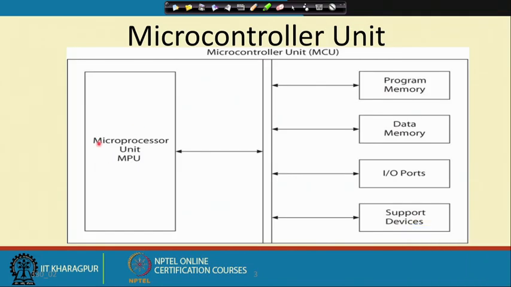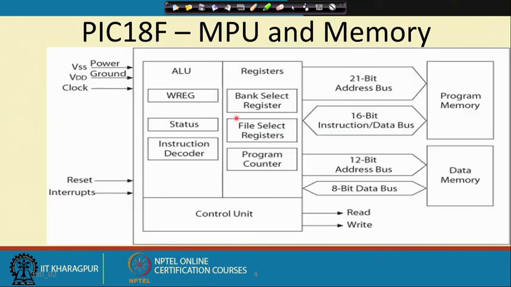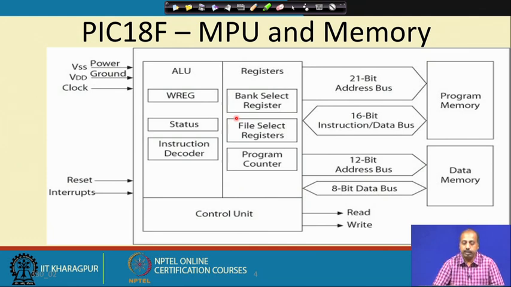Pictorially we can see it like this. We have the microprocessor unit or MPU, and there are address and data buses. The program memory, data memory, I/O port and support devices are all hanging from the bus. The address and data buses are connected from the MPU. Going into more detail, this MPU can be divided into two major portions. One part is the ALU, where it will be doing the arithmetic logic operations, and the other part is the register part, where it will be doing the register operations.